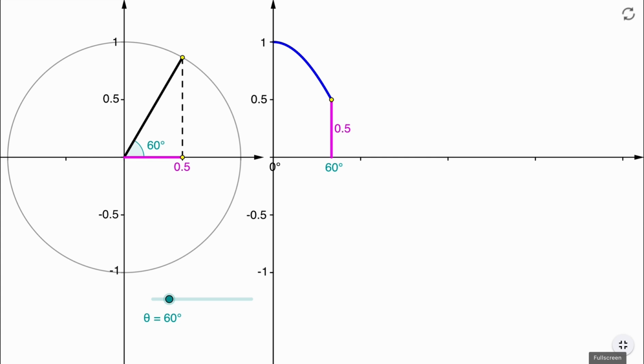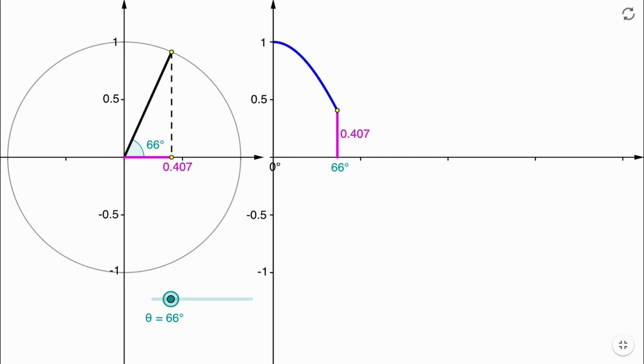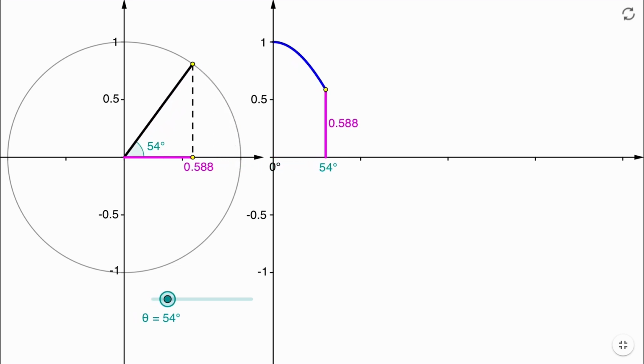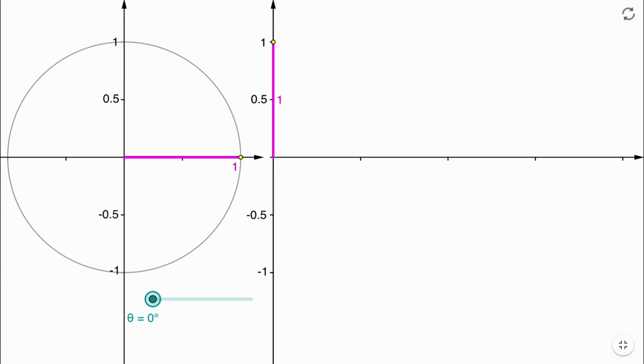So let's look at what happens as we move through the graph. Again, we're plotting the angles on the x-axis. As we increase the size of the angle, the cosine of the angle changes. Starting here, the cosine is the full width of the radius, which is 1.